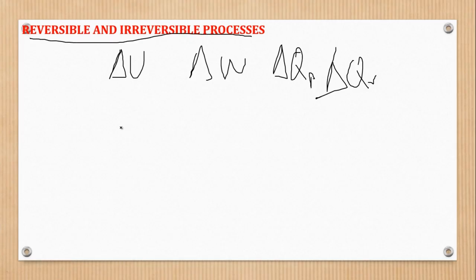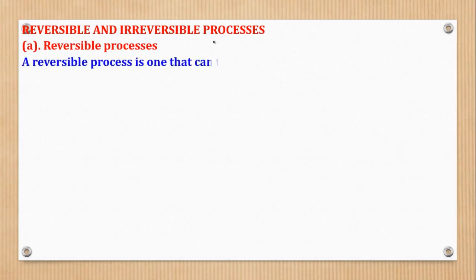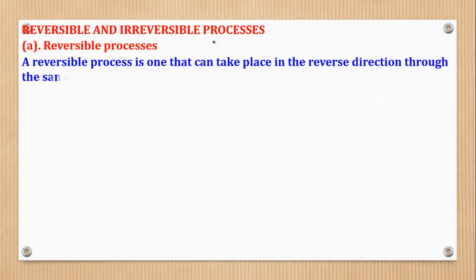Okay, now what we are going to look at are the processes. The process can be change in volume, change in pressure, change in temperature. The process can be reversible or irreversible. Now let's first define these two terms and give examples of each. So they can talk about a reversible process or an irreversible process.